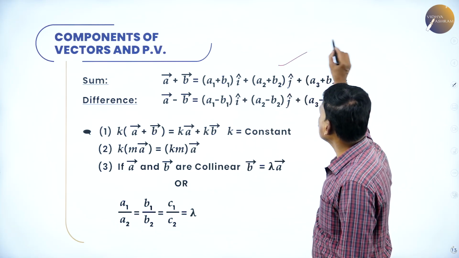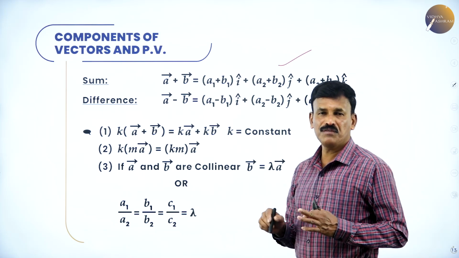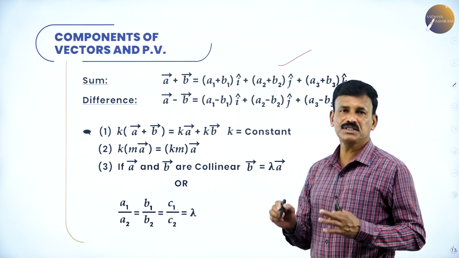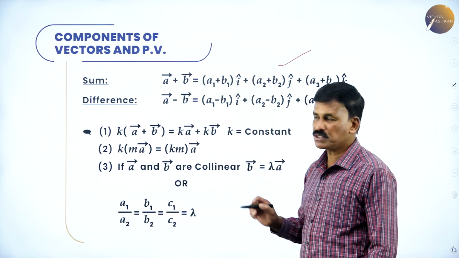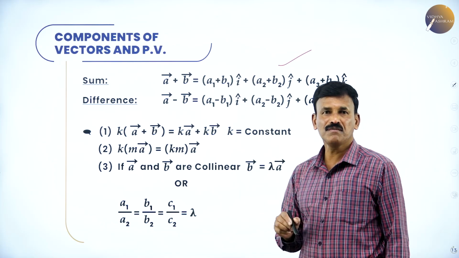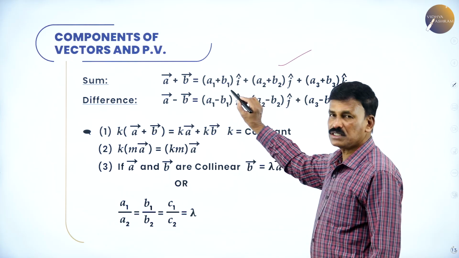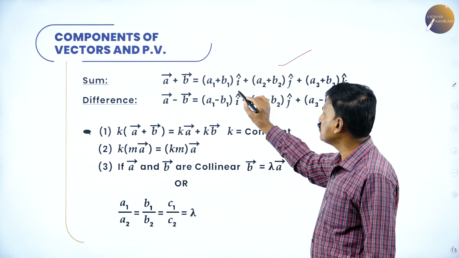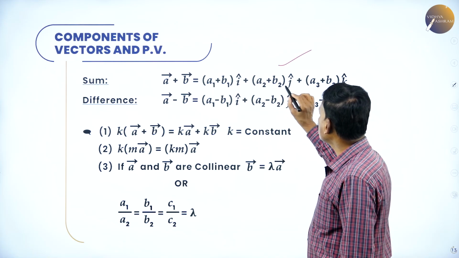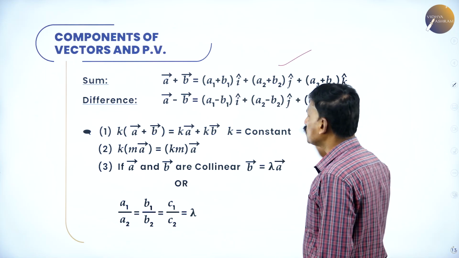The addition of vectors can be done by adding the corresponding coefficients of i, j and k. A plus B can be written as adding the corresponding coefficients of i, j and k in both the vectors. So, the coefficient of i in vectors 1 and 2 is (A1 plus B1) into i, j is (A2 plus B2) into j, (A3 plus B3) into k.